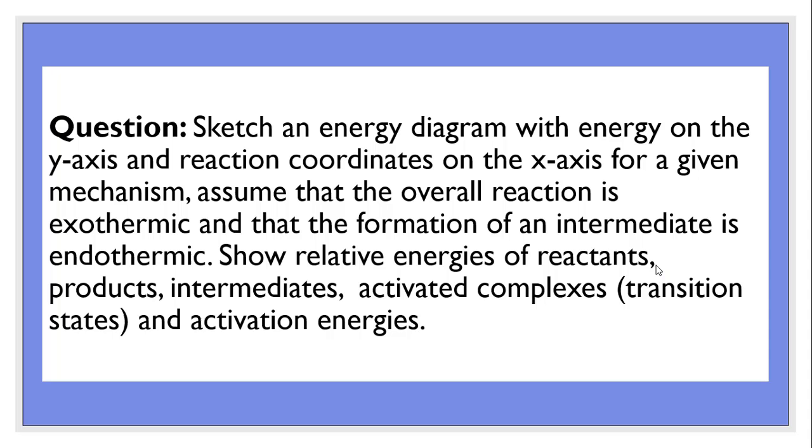So now that we've gone over that, we've reviewed some and seen some examples of other energy diagrams, we can answer the question, which is to sketch an energy diagram with energy on the y-axis and reaction coordinates on the x-axis for a given mechanism. We assume that the overall reaction is exothermic and that the formation of an intermediate is endothermic. We will show relative energies of reactants, products, intermediates, activated complexes, which are also known as transition states, and activation energies.